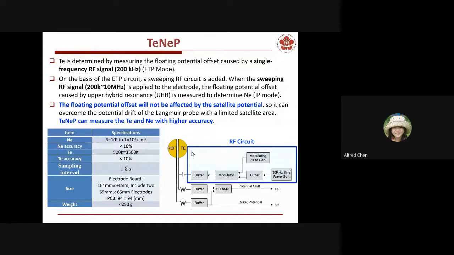This is the original design from Professor Oyama's stay in NCKU. And then we modified this RF circuit to a very simple direct digital synthesizer, also named DDS. With this DDS, it becomes very simple, as a chip. In the TNAP instrument, the floating potential offset will not be affected by the satellite potential. So it can overcome the potential drift of the Langmuir probe, which is caused by a very limited satellite area. So TNAP can measure the TE and the NE with higher accuracy.